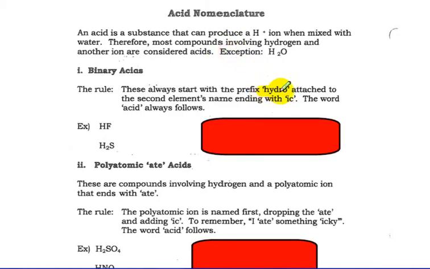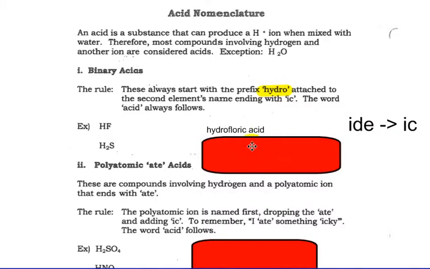So they begin with hydro, attach the second element name ending with "ic," and then the word acid. So here we have hydrogen and the fluoride ion. So the "ide" becomes "ic." So the fluoride becomes "ic," and also the prefix hydro. So HF would be hydrofluoric acid. Okay? Hydrofluoric. So it was fluoride, the "ide" becomes "ic," and the prefix hydro.